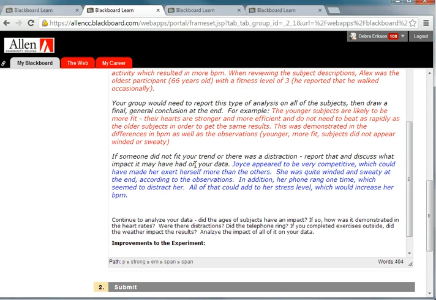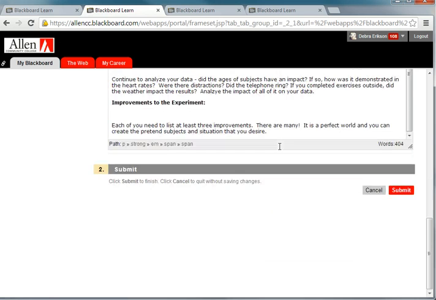And if someone didn't fit the trend or there was a distraction, talk about what might have happened there, what might have made that different. Particularly, like if an old person's heart rate barely moved, find out why. It may be that they're in amazing shape, very relaxed, they exercise every day. That's what you would write here. Find out why and report on it. So you want to really develop this. This is the final crowning to your entire lab.